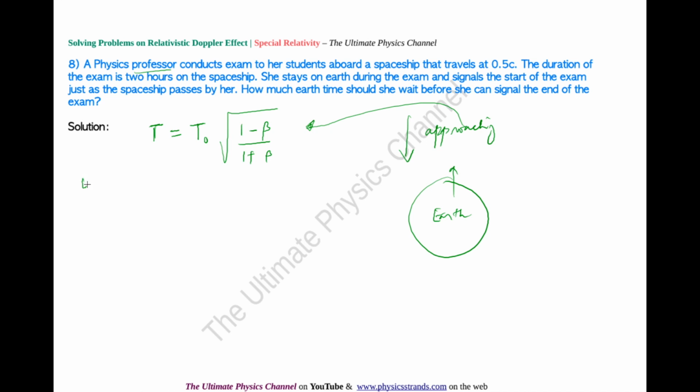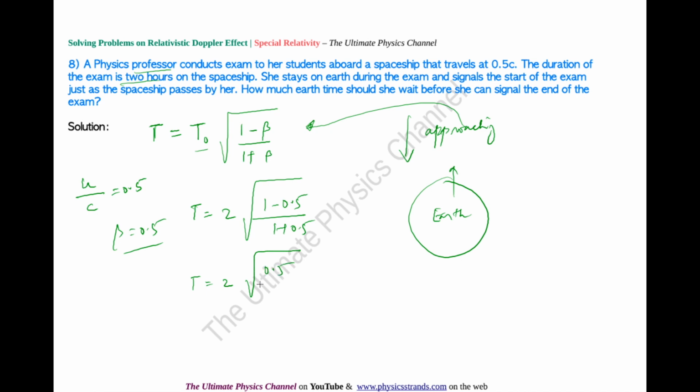Right. Here the speed of the spaceship is given as 0.5 c as it recedes or approaches us. So u over c is 0.5, or beta is 0.5. u is 0.5 c. So I can directly substitute these values in this formula. T is equal to T naught, which is 2 hours, so 2 times square root of 1 minus 0.5 over 1 plus 0.5. T is equal to 2 times square root of 0.5 over 1.5, or 1 over square root of 3.